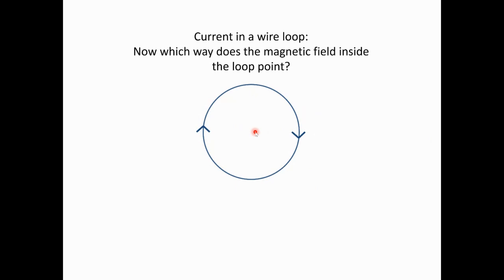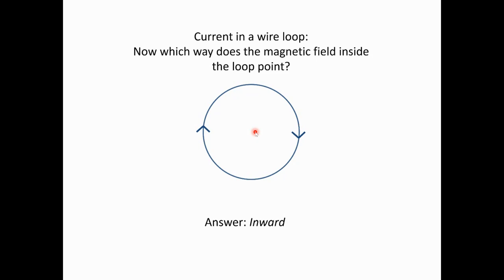So again, if I hold the loop up like this, you have a clockwise current. Current's going this way. And now I grab this portion of the wire with my thumb in the direction of the current. And you see my fingers point outward, that way. So the answer is inward, in towards the screen, right?